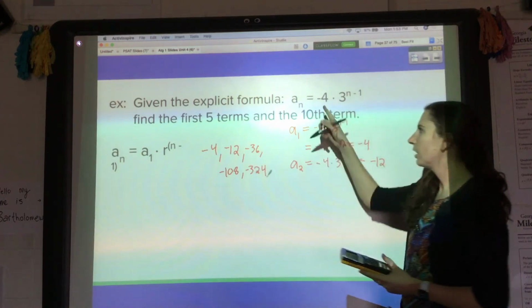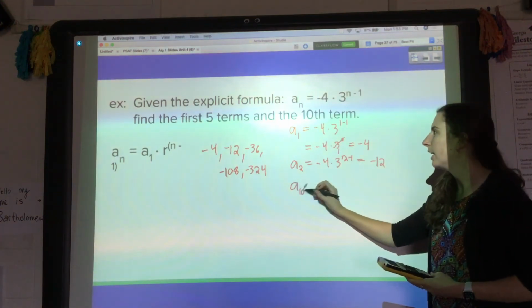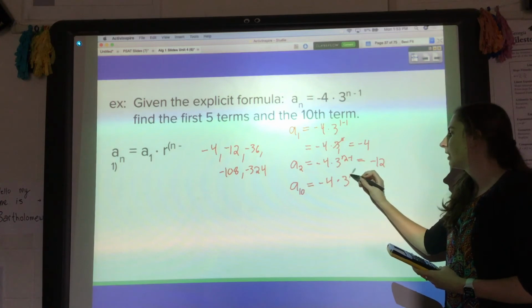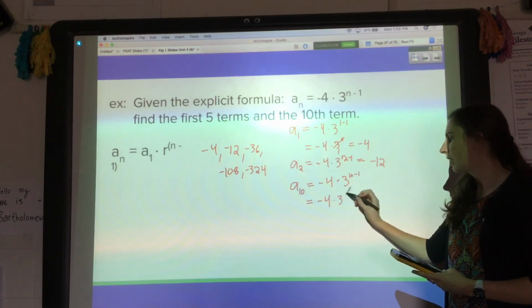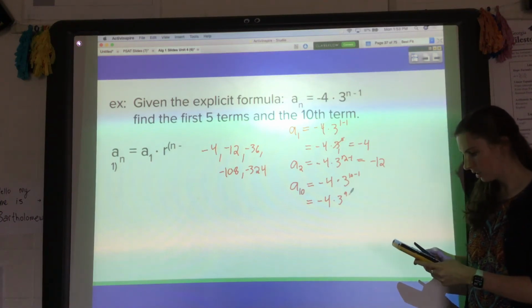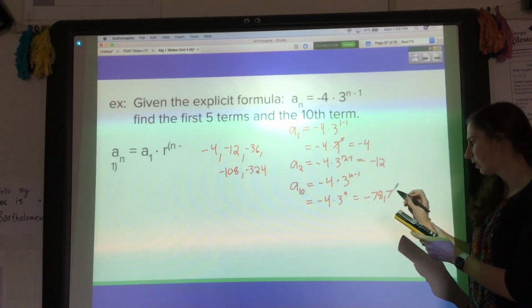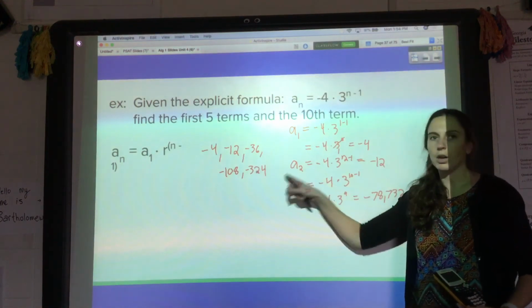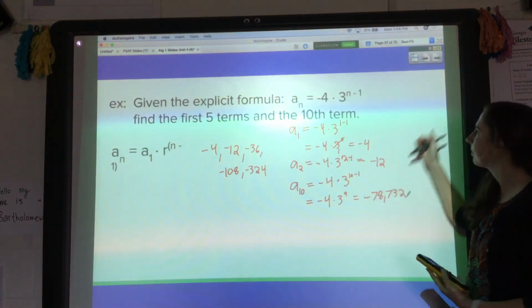And then if I want to know the 10th term, plug in 10. So A10 equals -4 times 3 to the 10 minus 1, which is -4 times 3 to the 9th. I'm going to put all that in my calculator, which is -78,732. So I could have just kept multiplying by 3 over and over again, but it was easier just to plug in 10, see what you get out.